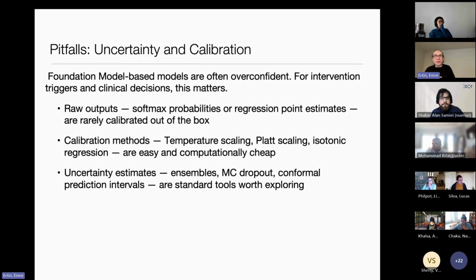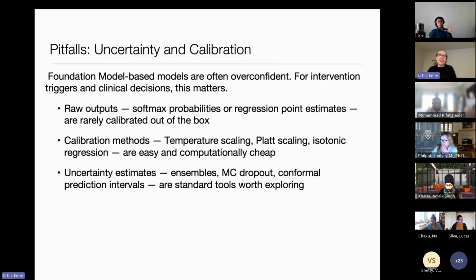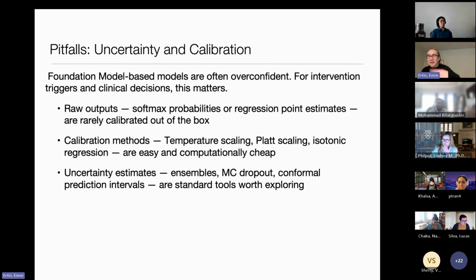Another pitfall that I see is that the foundation models are giving a representation, and then we are training a linear or simple inference head on it. A lot of the time, the raw outputs from these simple structures are not really calibrated out of the box. They look like soft decisions. They give us a soft probability, but they are not reliable because they are not calibrated.